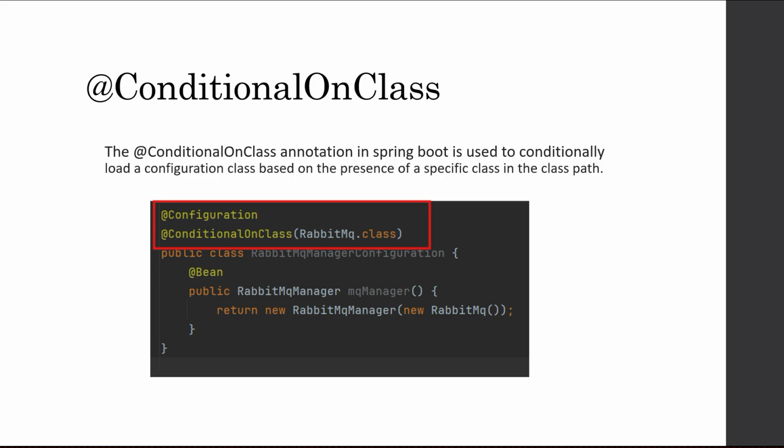If the RabbitMQ class is present in the packages of the application, or is present in the jar files which are included in the application, then the bean for RabbitMQ manager would be created, because this RabbitMQ manager configuration class would be loaded, and the beans would be created for all the bean definitions defined in this configuration class. In our case, we have only one bean definition, so the bean for RabbitMQ manager would be created.